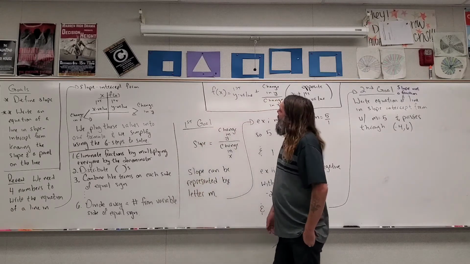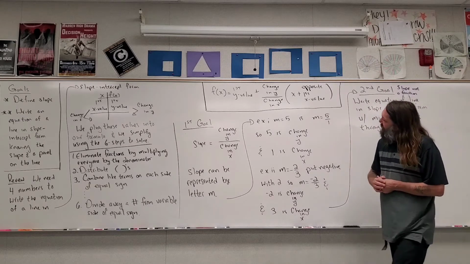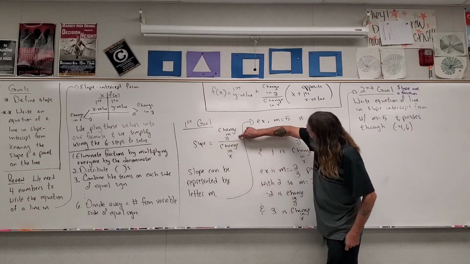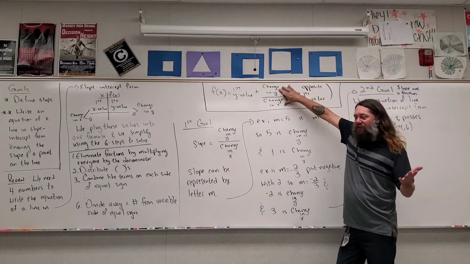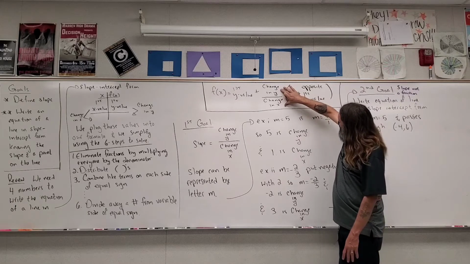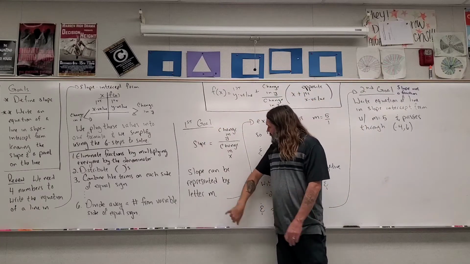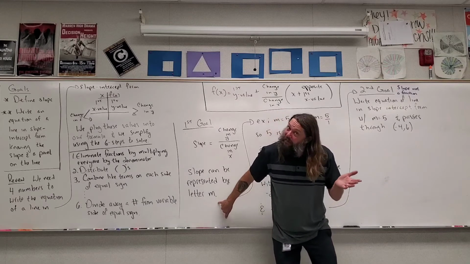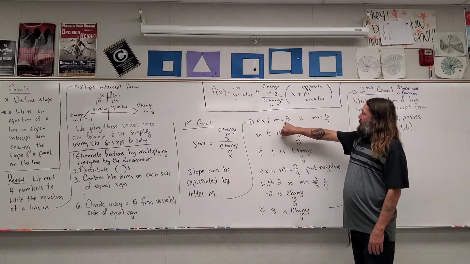All right, so let's go ahead and jump into our first goal, and that's to define slope. Slope is the change in y over the change in x. It's this number. We've already been dealing with slope. Now, I'm just telling you what these numbers are by saying the word slope. Slope can be represented by the letter m. I don't know why, but we can use the letter m. So here I'm saying slope is equal to 5.